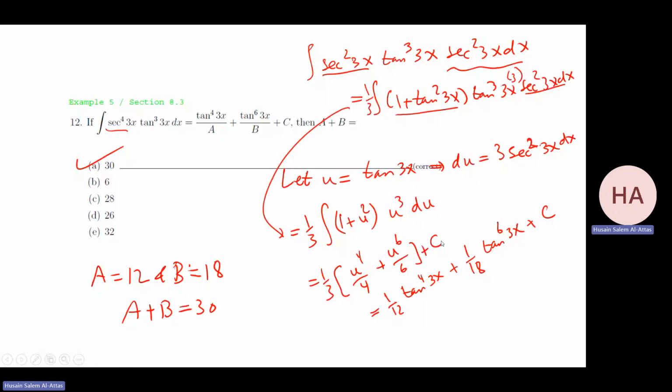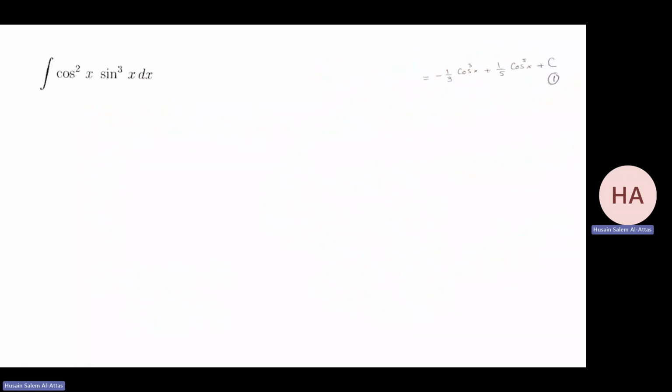Bismillah ar-Rahman ar-Rahim. We'll continue. I think we have a few questions. Let me finish them, so I finish this section.